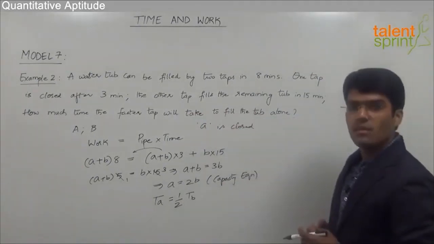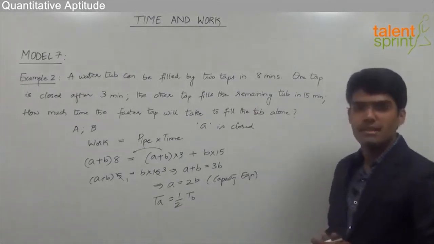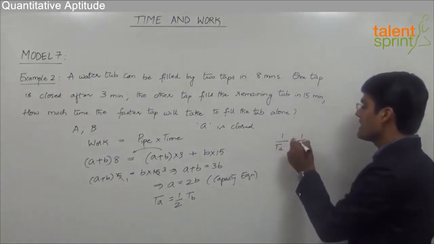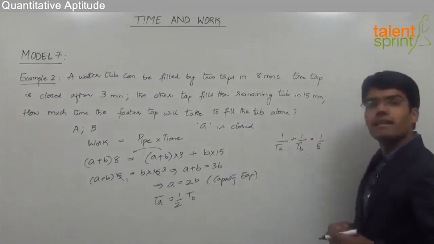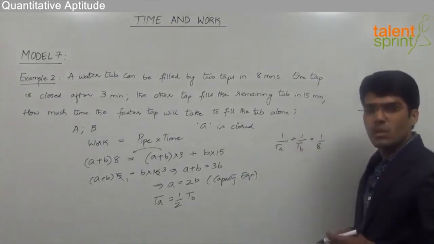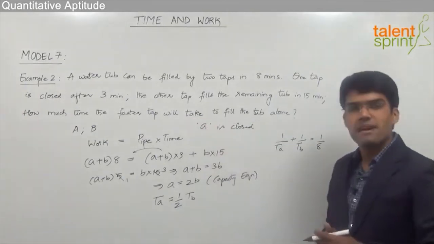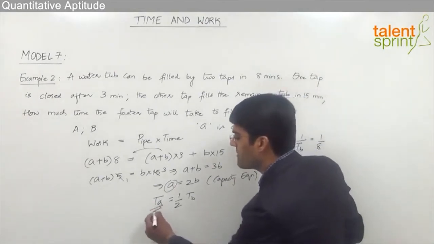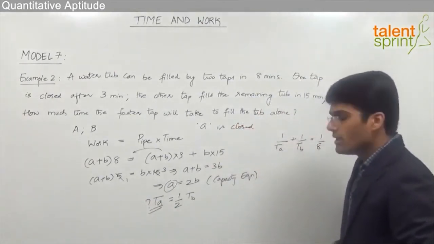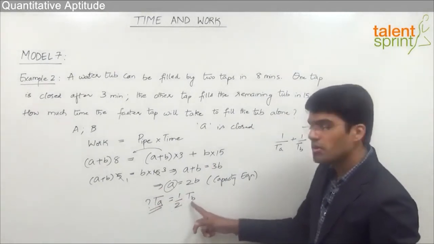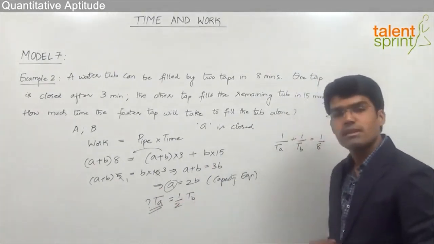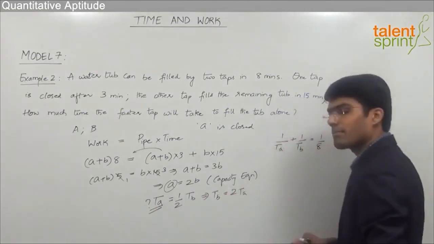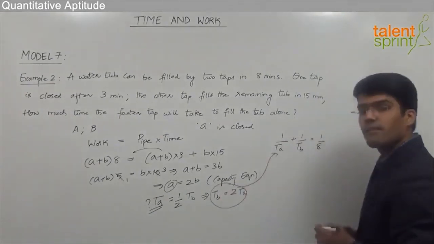The first statement here is the water tub can be filled by both the taps in 8 minutes. That means the equation will be 1/(time taken by tap A) + 1/(time taken by tap B) = 1/8. That is nothing but the work done by each of the taps in 1 minute. The given question says how much time the faster tap will take. Very clearly the faster tap is tap A. So we need to find out the time taken by tap A. To find it, let us substitute the time taken by tap B in terms of tap A. So time taken by B will be equal to twice the time taken by tap A. So by using these two equations, we can find out the required answer.